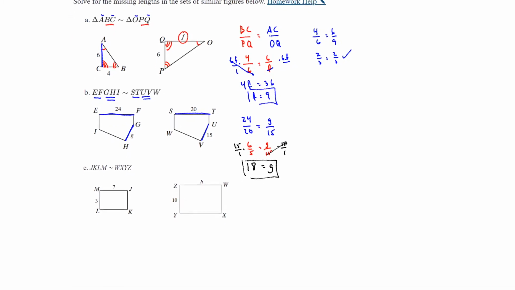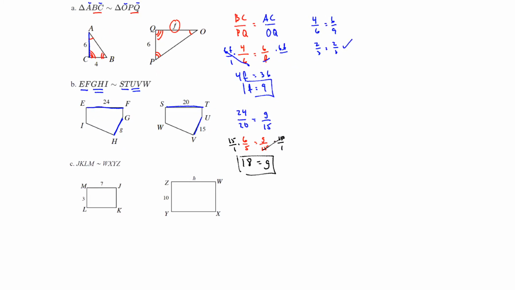Okay, and then part C, we have MJ. So M and J right here match up with Z and W. So that's right here, so 7 over H is equal to ML. ML matches up with ZY, and so we have 3 over 10.